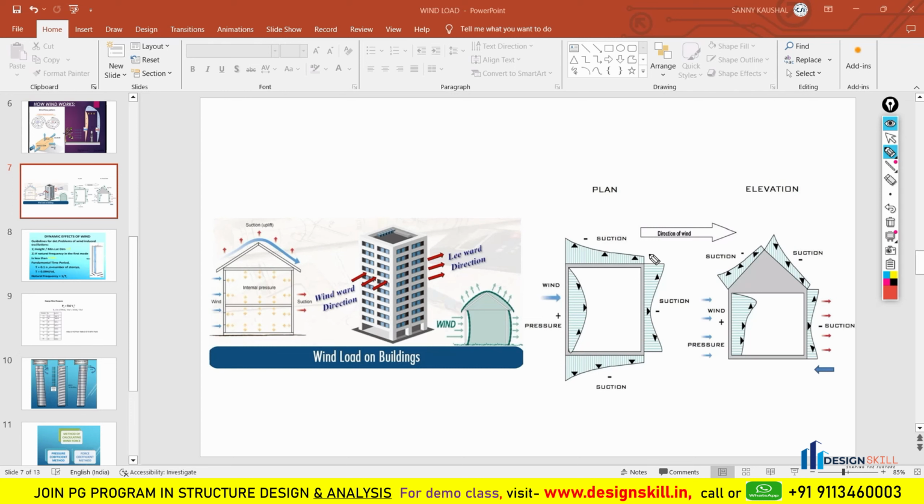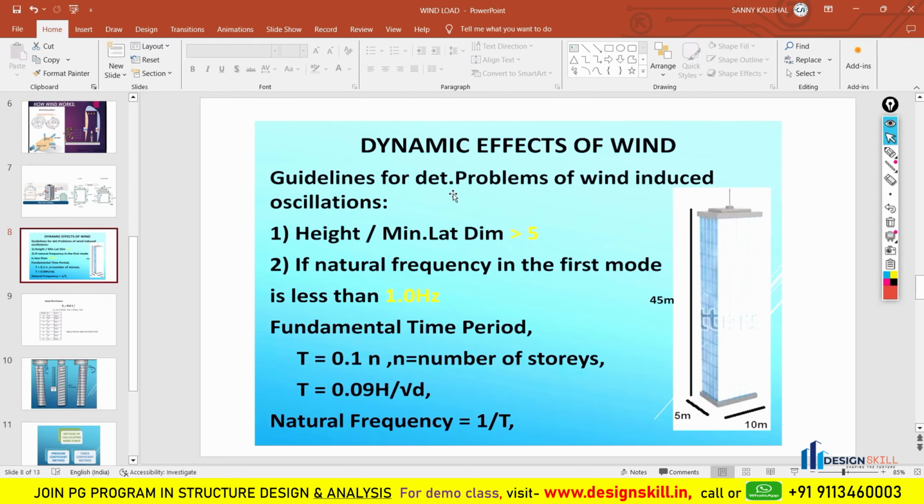Now I will move to the next slide, which is also a very important slide, which tells you in which project or in which structure you require a dynamic wind analysis to be performed. Dynamic wind analysis means that in which project you are going to apply the gust factor. So this becomes very important.